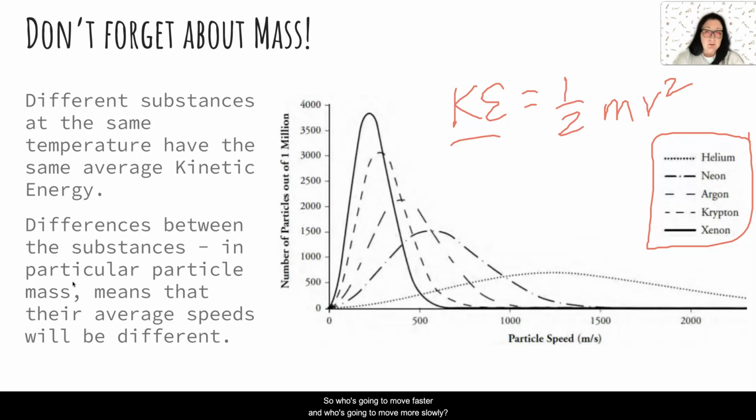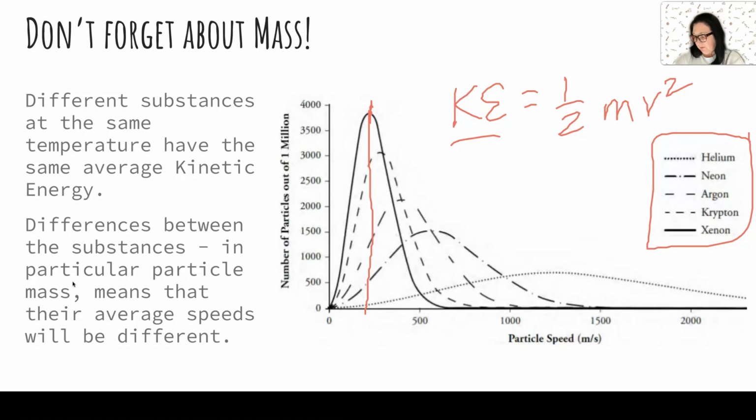So who's going to move faster and who's going to move more slowly? Okay, well, the big one is going to move more slowly and the small one is going to move more quickly. That should make perfect sense to you, right? And here's a graph that shows particle speed compared to the number of particles. So again, remember, look at the top of the peak. Most of the particles of the solid black line, which are xenon, and if you look at your periodic table, we should see xenon towards the bottom of our noble gases. These guys are the biggest, and they are moving the slowest.